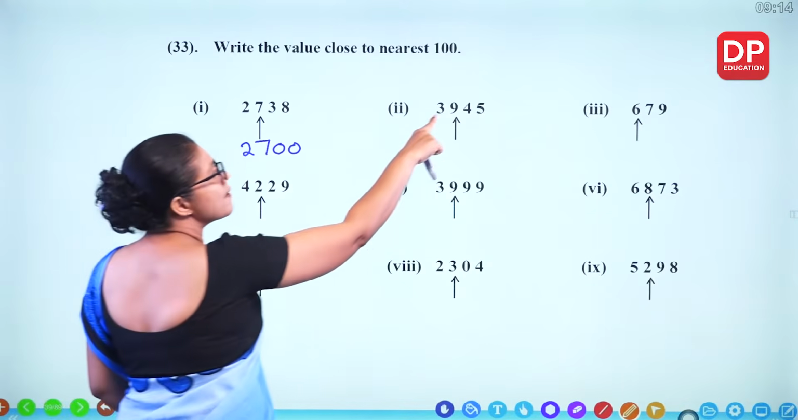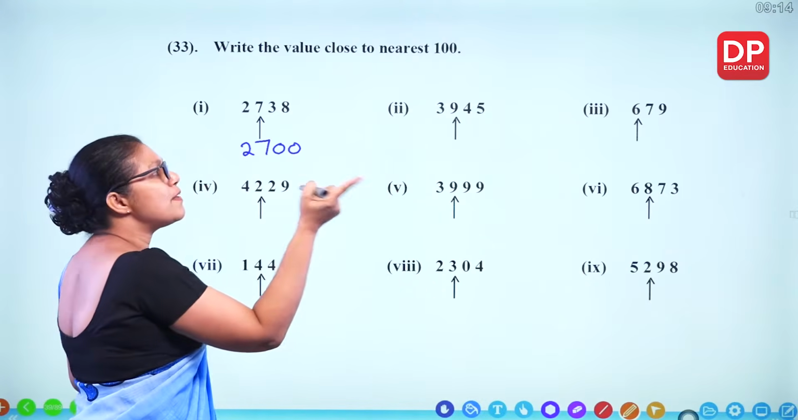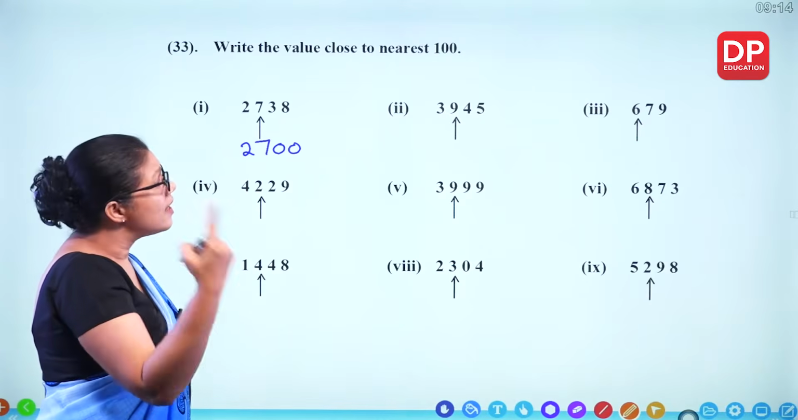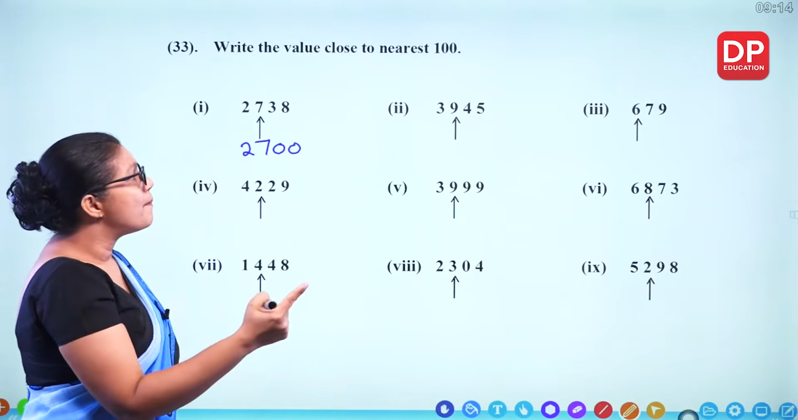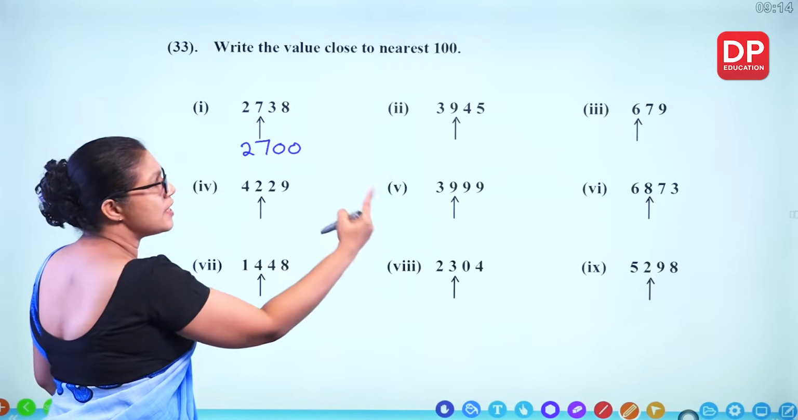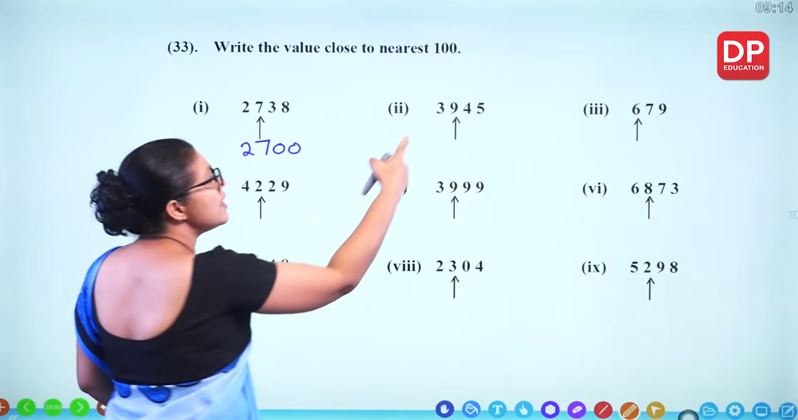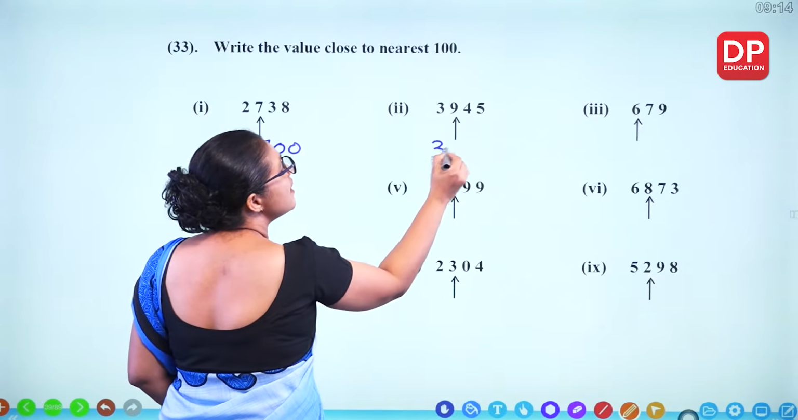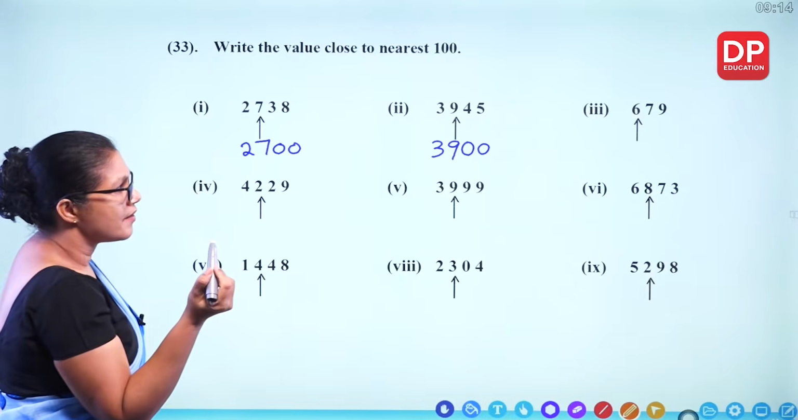This number is 3945. So 9 is the number. 945 is in between 900 and 1000. So which one is closer? Midway is 950. 945 is before 950. So the closest value is 900. So the answer is 3900.